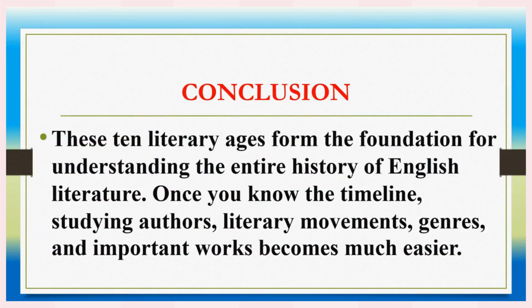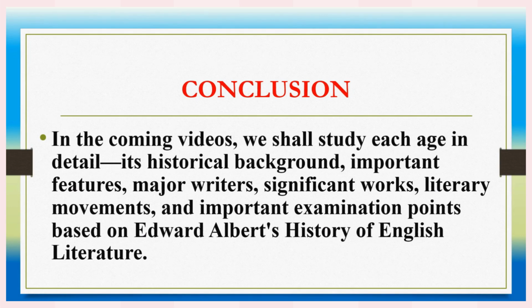These 10 literary ages form the foundation for understanding the entire history of English literature. Once you know the timeline, studying authors, literary movements, genres, and important works becomes much easier. In the coming videos, we shall study each age in detail, its historical background, important features, major writers, significant works, literary movements, and important examination points based on Edward Albert's History of English Literature.